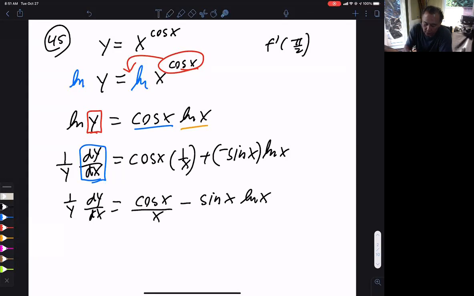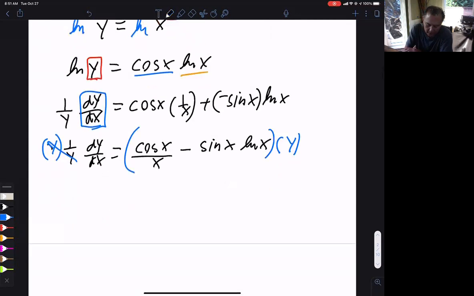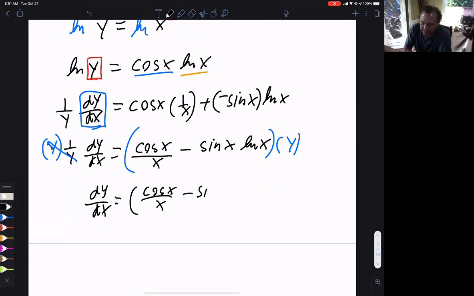But my goal was to isolate dy dx, so I need to get rid of 1 over y, so I'm going to multiply both sides by y. Why? Because that's what I need to do. Don't forget to parenthesize that. You're multiplying the whole thing by y. Those will cancel. And then I have this, dy dx equals cos x over x minus sine x ln of x times y.